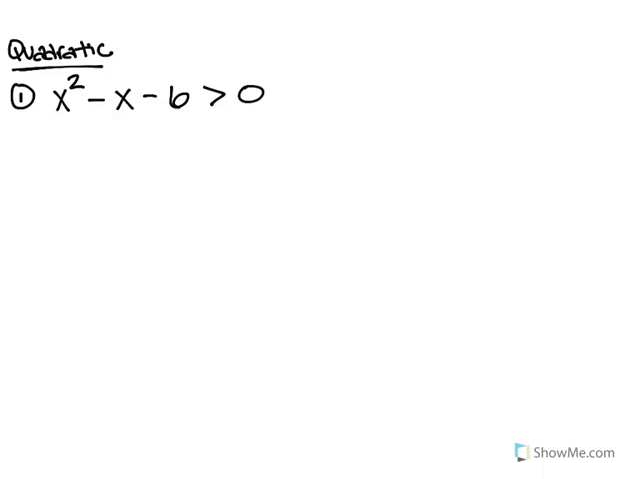The next one is quadratic inequalities. Okay, this is still quadratic, you know, it's squared, meaning we have two answers, all right? So if we were to have x squared minus x minus 6 is greater than 0.